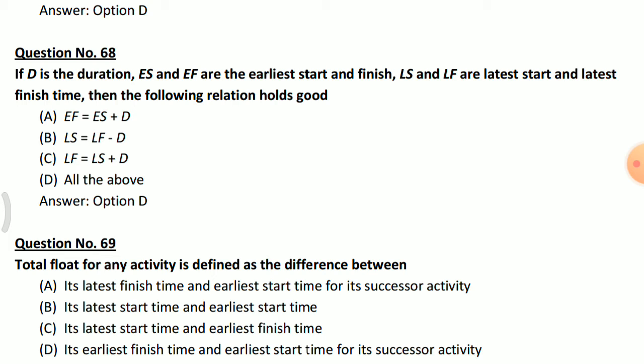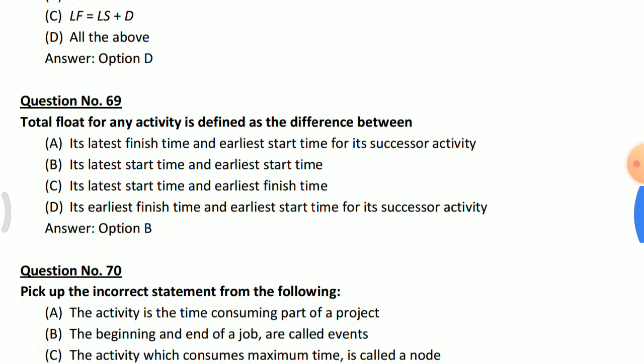If capital D is the duration, ES and EF are earliest start and earliest finish time, LS and LF are latest start and latest finish time, then the relations that hold good are all of them. Earliest finish time is equal to earliest start time plus duration. Latest start time is equal to latest finish time minus duration, and latest finish time is equal to latest start time plus duration. So all the options are correct.